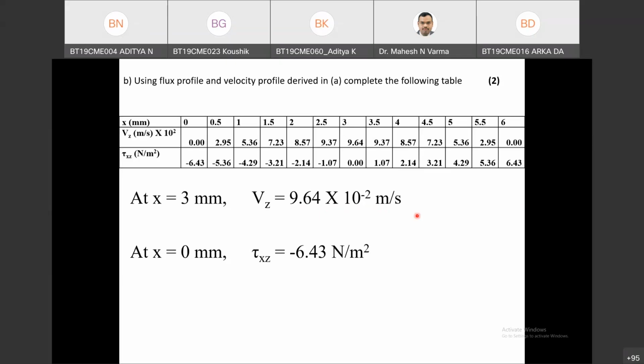Anybody getting these values? Which one, sir, for x0 and 3 mm? Yeah, all these values. Okay, sir, calculate. So at least get me these two values. Remaining you can calculate at home.